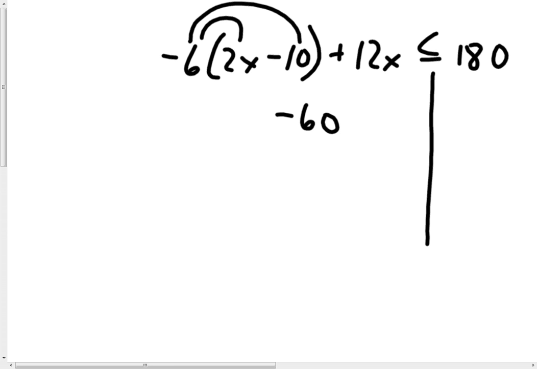Negative 6 times negative 10. Just put a plus through there. There you go. What about negative 6 times 2x? Include the x with it. Put the x right after the 12. Yep. And then put the plus 12x, because nothing happened to that. Bring that down. Bring this down. That's our next. Bring that down next to it. And write out the rest, because nothing changed on that side.